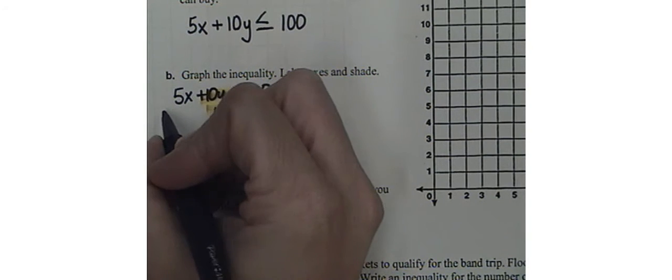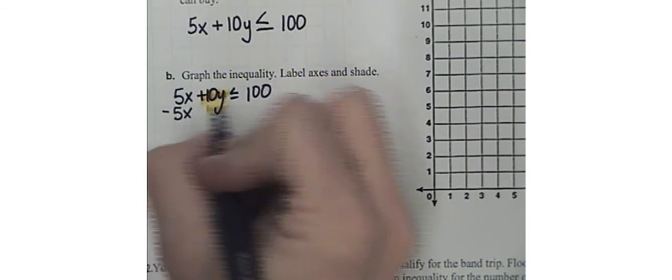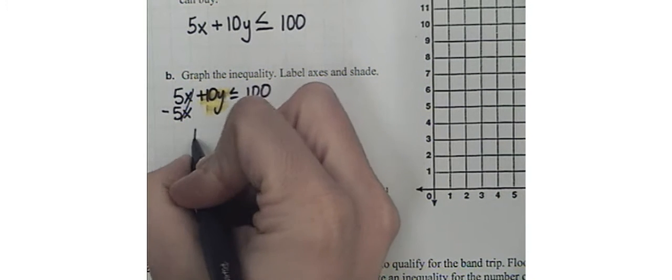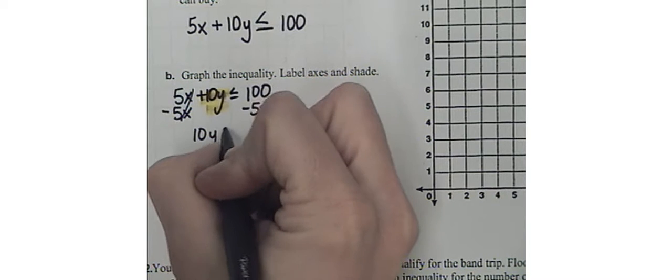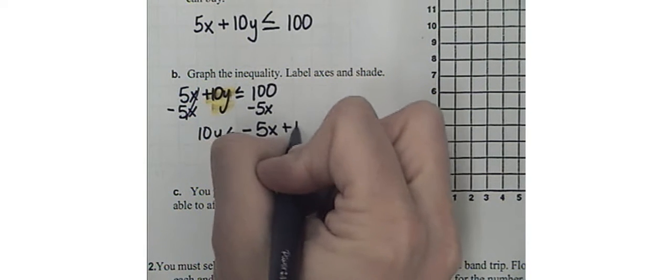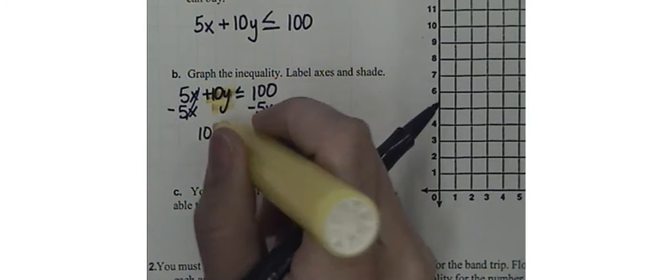So let's subtract 5x, just like we were doing on our previous worksheets. Convert to slope-intercept form if necessary. Then we want to get y by itself. So we're going to divide by the number out in front, which is 10.